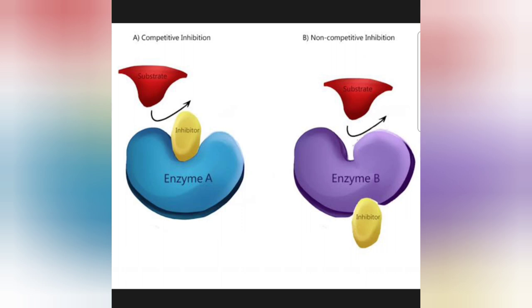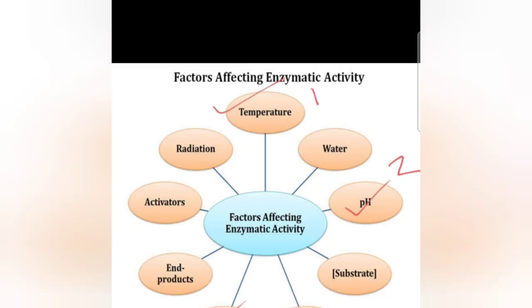Here the inhibitor does not have to be in constant competition with the substrate, it can just bind with the enzyme at the allosteric site and bring about changes in the active site, and then also the substrate will be repelled from binding with the enzyme. Okay, so these are the two, competitive and non-competitive inhibition, and this is how inhibitors affect the rate of reaction. Okay, so we are done with the effect of inhibitors.